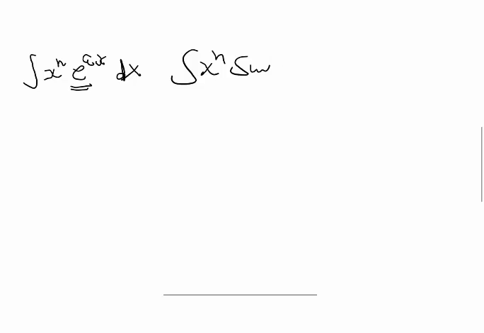All right. So as I indicated, this method will work in special cases where we have x to the power n as one factor, where n is a positive integer greater than or equal to 1, and the second factor is either e to the x, or we have, say, sine bx dx, or cosine.